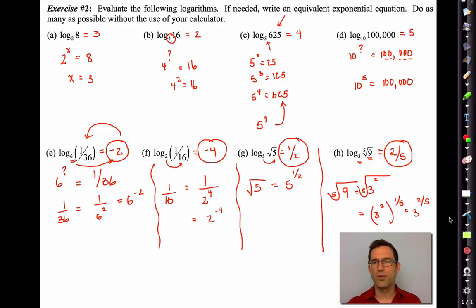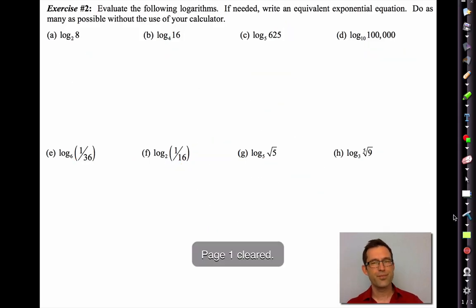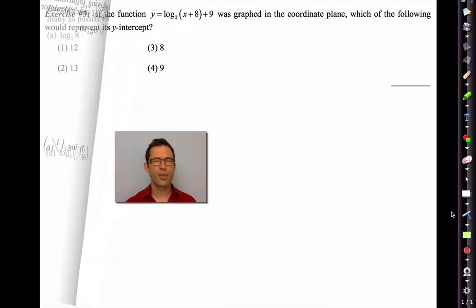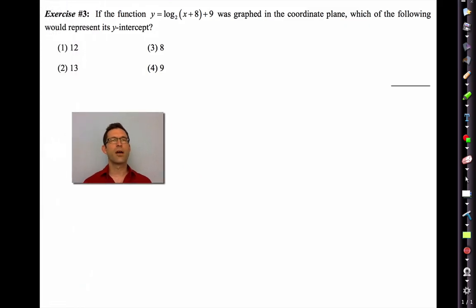Okay, here we go. Let's get a little workout here. All right, exercise 3. If the function y equals log base 2 of x plus 8, plus 9, was graphed in the coordinate plane, which of the following would represent its y-intercept? All right, well, see if you can figure this one out. You have everything you need. Pause the video now and play around with it.